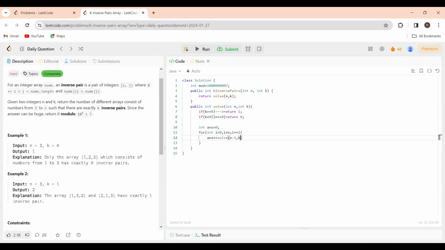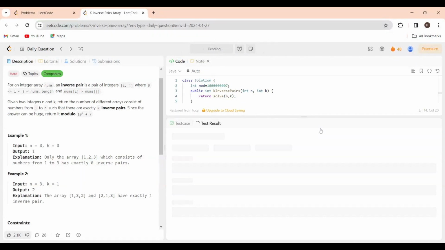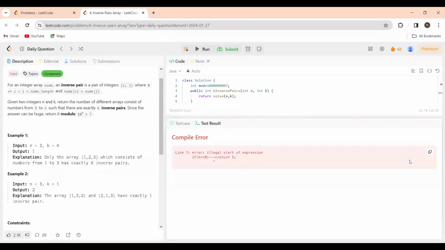n minus 1, k minus i, right? We were going k minus 0, k minus 1, k minus 2, so here also we need to go k minus 0, k minus 1, k minus 2 in this way. And at last we need to return the answer. So let us quickly run this and see whether it is working or not.